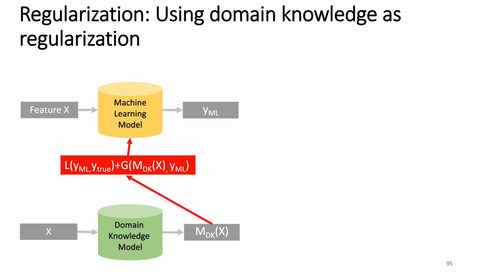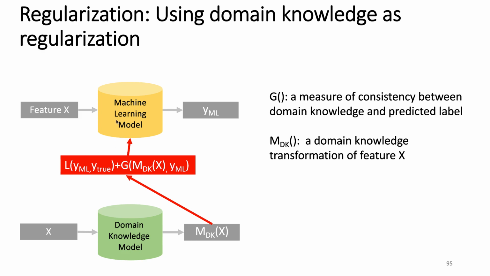By directly modifying the loss function, we can generate a combined loss where the first term is about the prediction of the machine learning, and the second term is about how this prediction fits the domain knowledge. So here we use G as a measure of the consistency between domain knowledge and predicted label, and we use MDK as a transformation of the feature X given the domain knowledge. So basically the second term will measure how well your predicted machine learning data fits the domain knowledge principles.